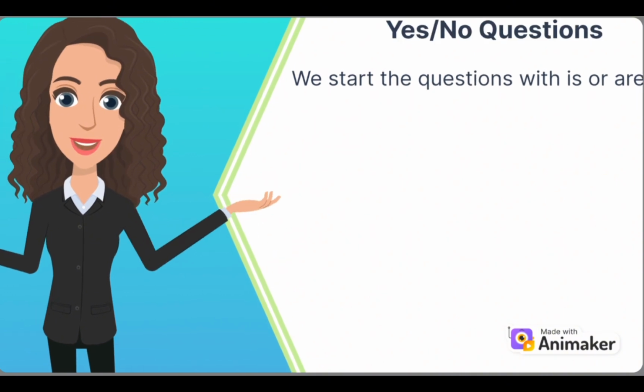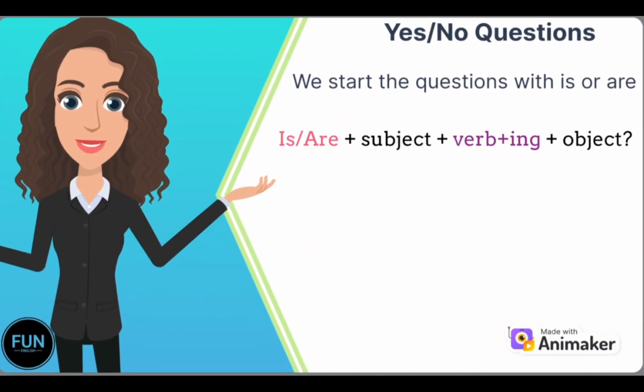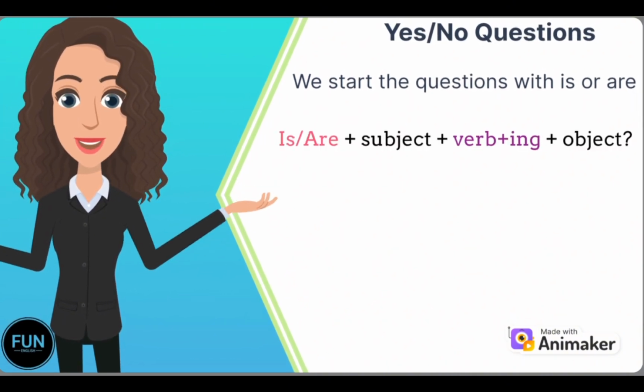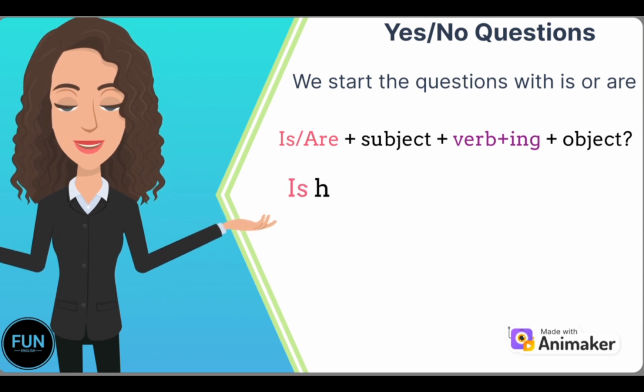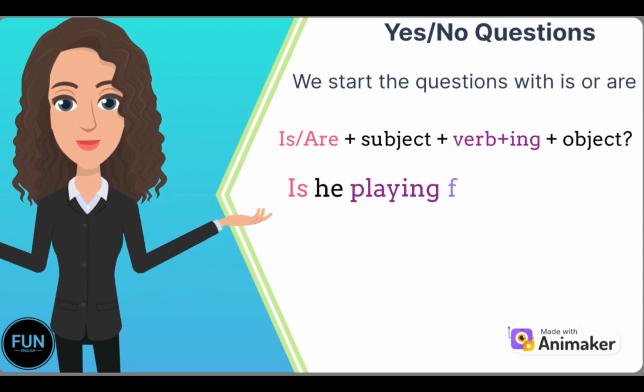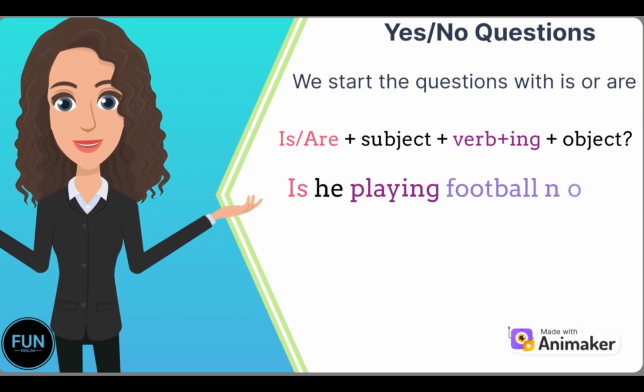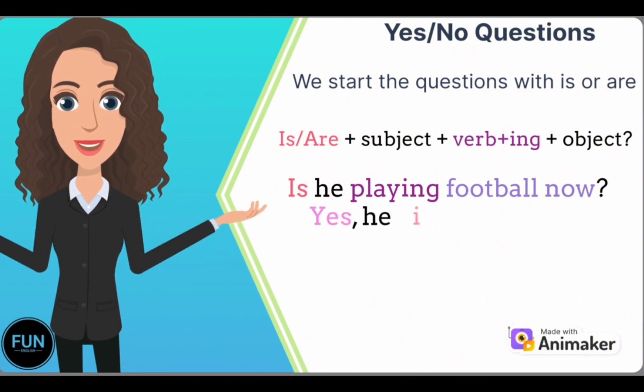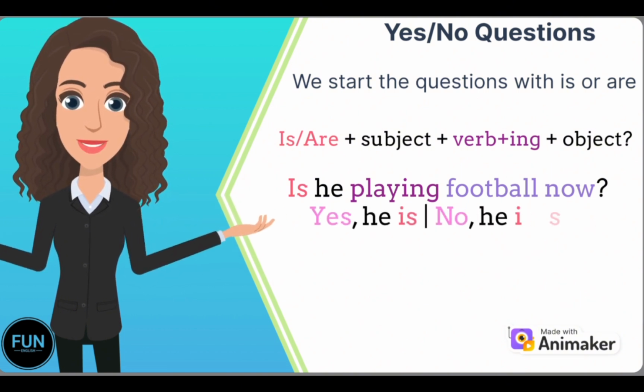We start yes no questions with is or are, so the structure is or are plus subject plus verb with ing plus object. For example, is he playing football now? If the answer is yes, we will write yes, he is. If the answer is no, we will write no, he is not.